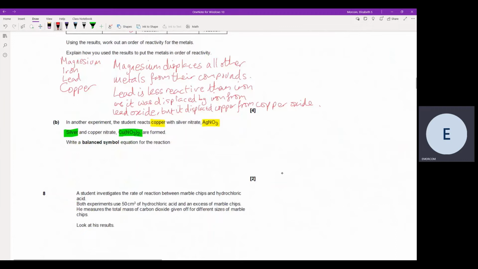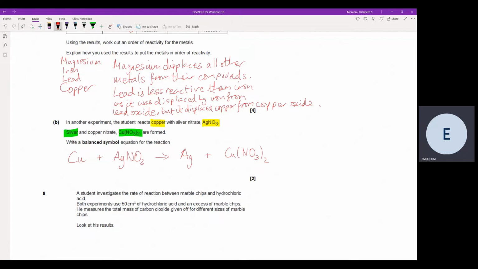So copper plus AgNO3 goes to silver, which is just Ag, plus Cu(NO3)2. It's really important that you copy everything properly, that you've got only capital letters for the starts of your elements. So the u and the g in copper and silver must be lowercase, otherwise you will lose marks.